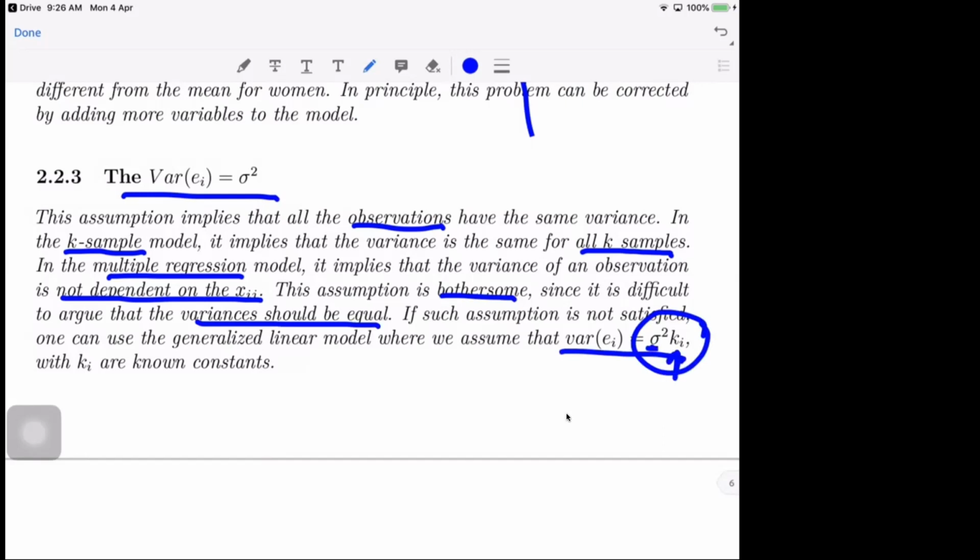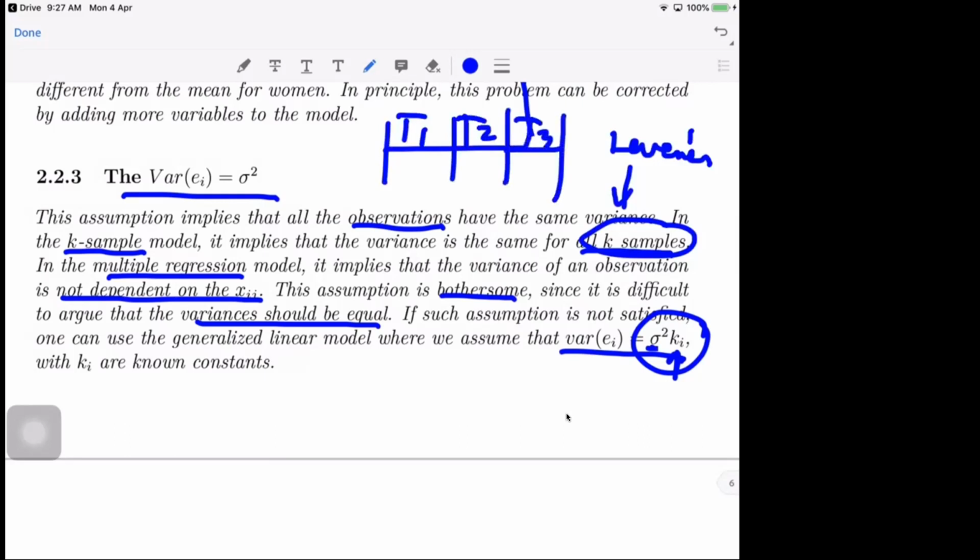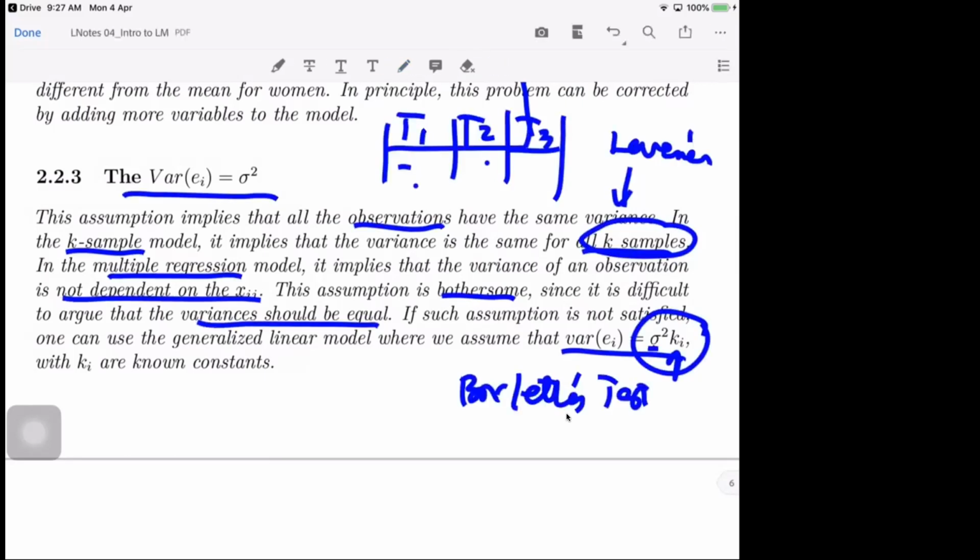However, there are some tests which you can do to see. For example, for K samples, you have the popular Levene's test, wherein you try to test if the different treatments will have more or less the same variability. Or in the multivariate case, you can have Bartlett's test, and there are many other test statistics to verify whether the constancy of variance, or the homogeneity of variances, is satisfied.